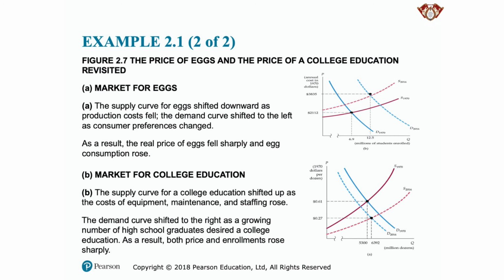The 1970 equilibrium price is here, $2,112, right? But the new equilibrium in 2016 is this one. The price of tuition fees increased greatly, right? Supply also increased, and price increased greatly, right? The demand curve shifts to the right as a growing number of high school graduates desire a college education. As a result, both price and enrollments rose sharply. Right? That is the case of college education. That is the figure explaining the change in the X market.